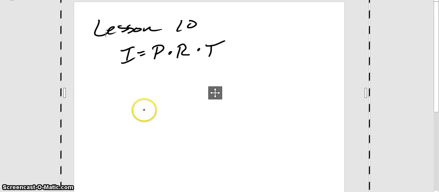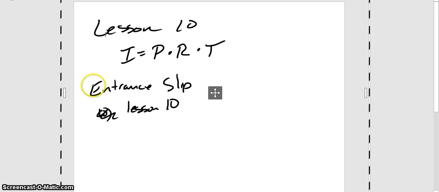So anyway, let's look at your purple packet, which is your entrance slip. If you need to pause to get there, please do that. So lesson number 10, we're going to jump on down to question number 3.